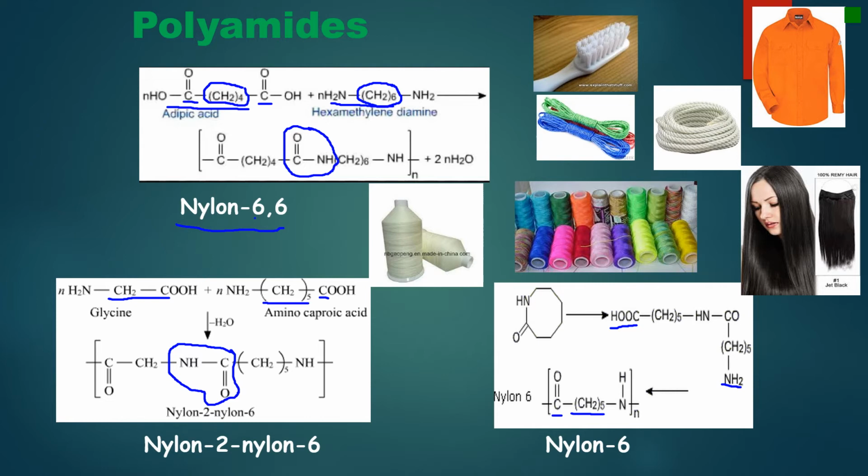So nylons are mainly used in the textile industries to make different fabrics, where we can have clothes. You can see this is a shirt. We have ropes. Here the images are showing it. These are ropes. We have toothbrushes.